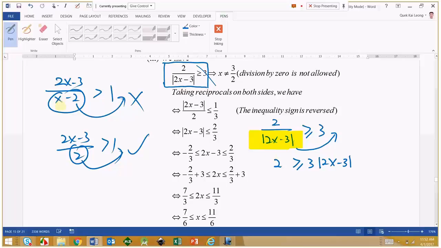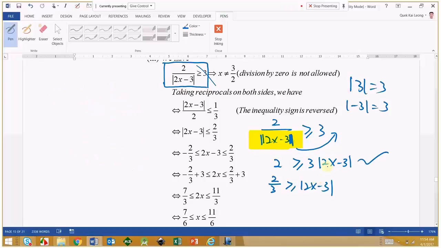But what happened here? This is an absolute 2x minus 3. Is there any chance for this expression to be negative? Anyone? No, no, no. Correct. There's no chance for this expression to be negative. Let me repeat what I said just now. Because this is absolute, there's no chance this whole thing will be negative.